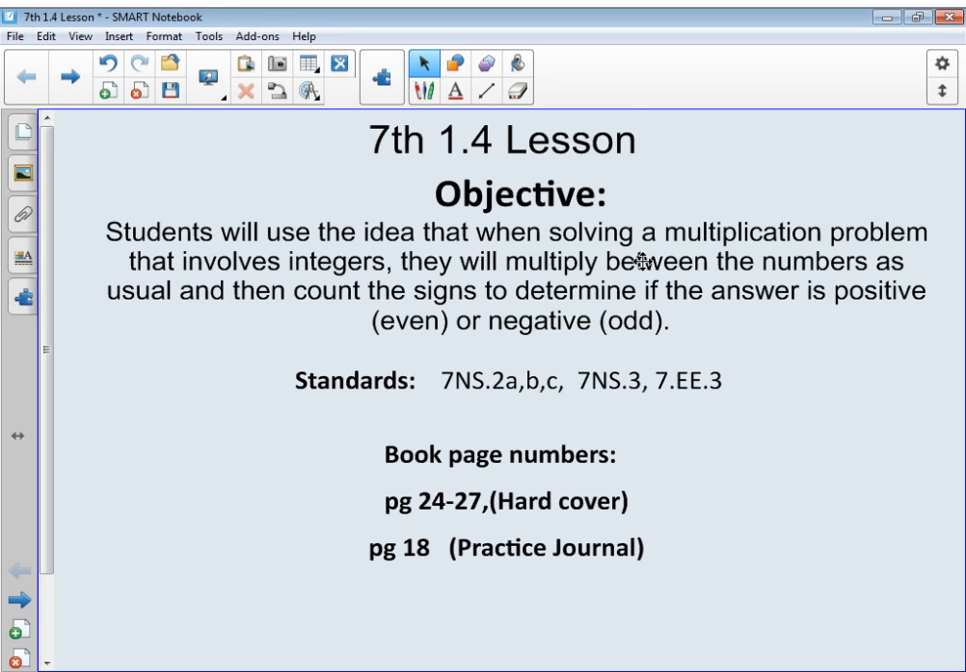The book page numbers out of the Big Ideas Red Book are pages 24 through 27 out of the hardcover book and page 18 out of the practice journal.